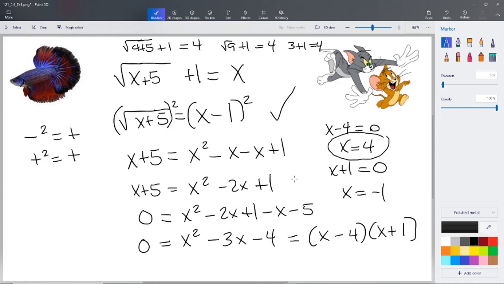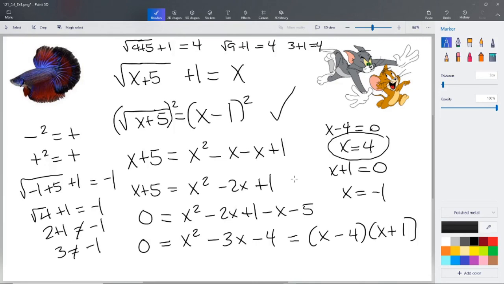Let's check out negative 1. Let's go over here where we have some space for negative 1, and again it was the square root of, except this time negative 1 instead of x plus 5. Then there was a plus 1 on the outside, and it's going to equal negative 1. All right, negative 1 plus 5 is 4. So we have the square root of 4 plus 1 equals negative 1. And square root of 4 is 2. And 2 plus 1 does not equal negative 1. You know, 3 does not equal negative 1. And so right off the bat, we found an answer that doesn't work.